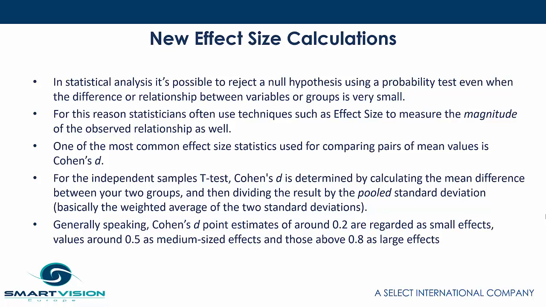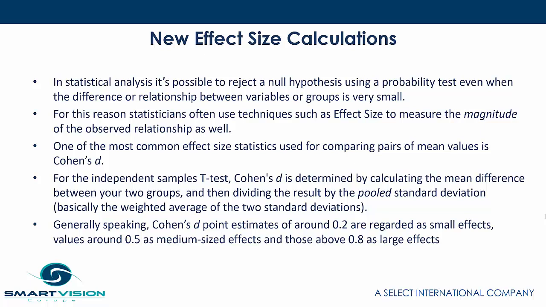So in order to measure the differences, or to measure the strength of the relationship in a standard way so that you can compare one t-test result, let's say, to another t-test result, statisticians use techniques like effect size. So effect size is used to measure the magnitude of the observed relationship in conjunction with a statistical test. And one of the most common effect size statistics that's used, for example, for comparing pairs of mean values is Cohen's d. And Cohen's d works by looking at the differences between the pair of mean values for group 1 and group 2, if you like.